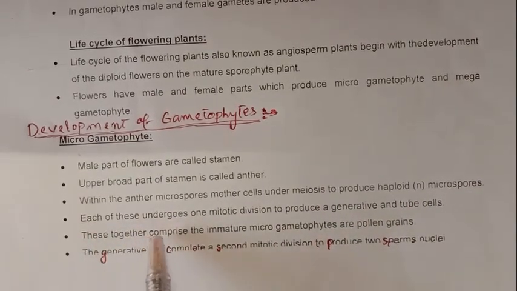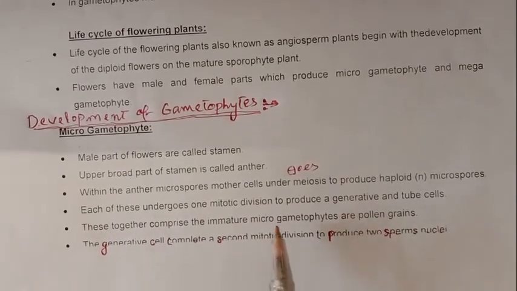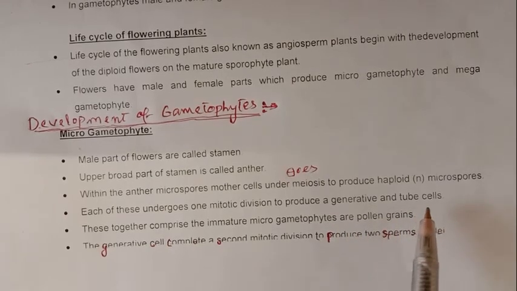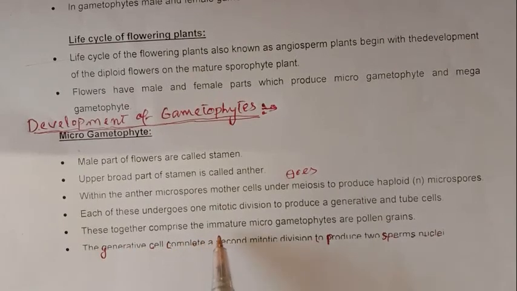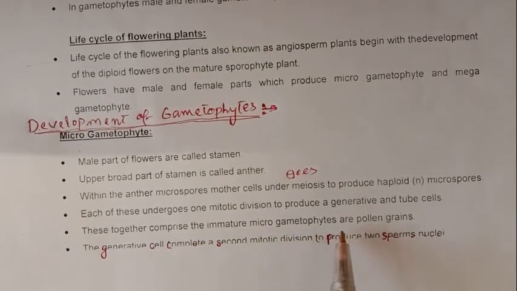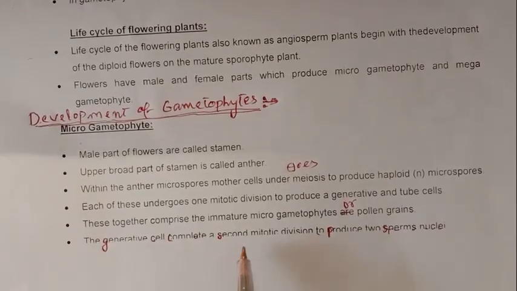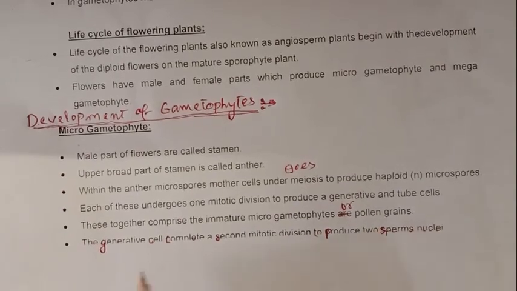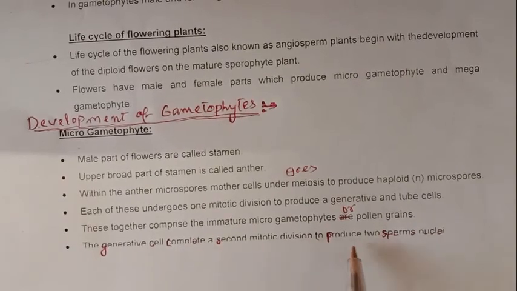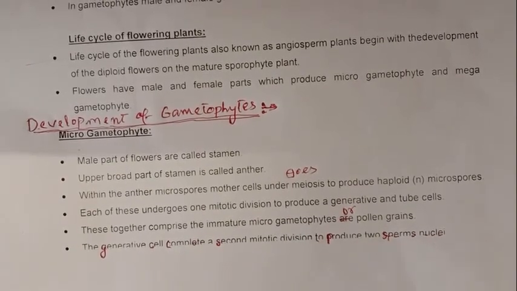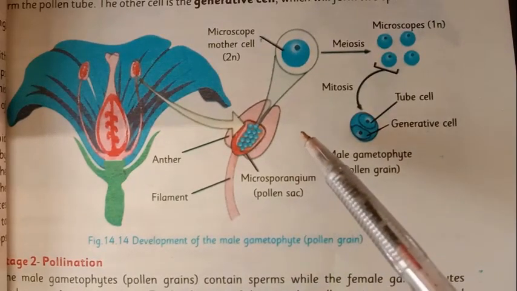Each of these undergoes one mitotic division to produce a generative cell and a tube cell. These together comprise the immature microgametophyte or pollen grain. So this immature microgametophyte is also called a pollen grain. The generative cell completes a second mitotic division to produce two sperm nuclei. The diagram explains the development of a microgametophyte or pollen grain.